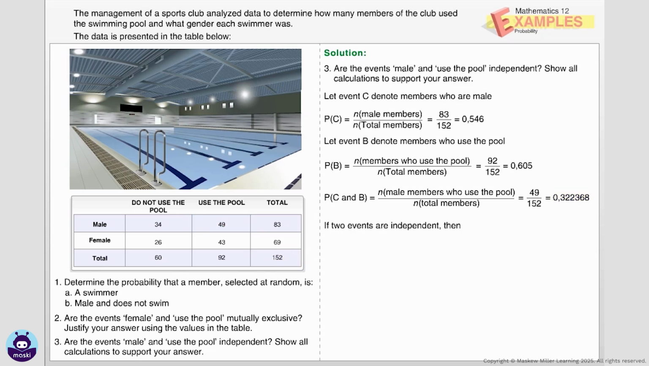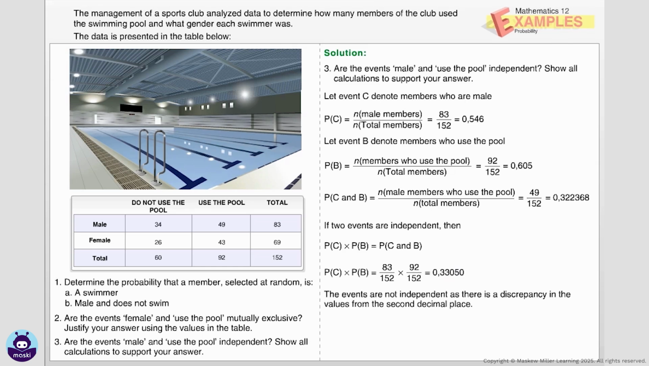0,322368. If two events are independent, then probability of event C times the probability of event B equals probability of events C and B. Probability of C times probability of B equals 83 over 152 times 92 over 152 equals 0,33050. The events are not independent, as there is a discrepancy in the values from the second decimal place.